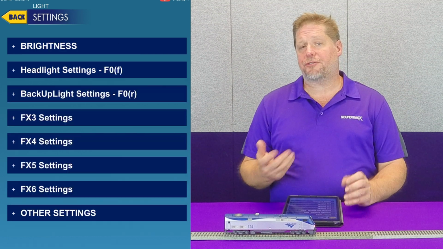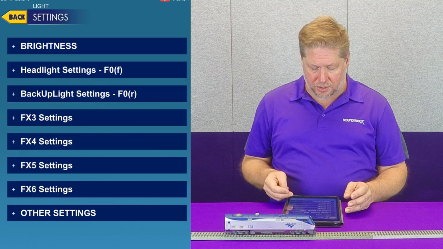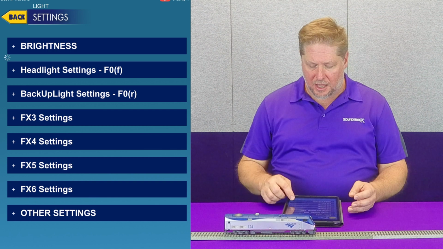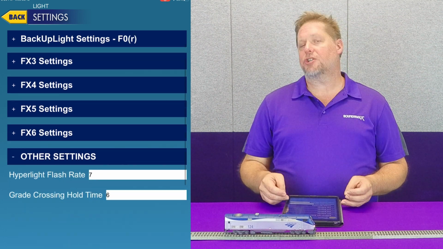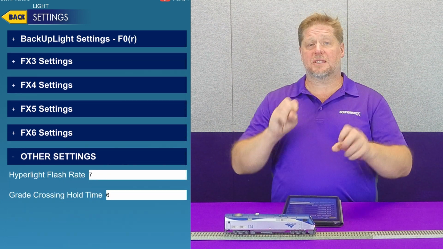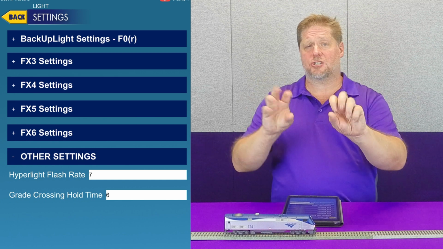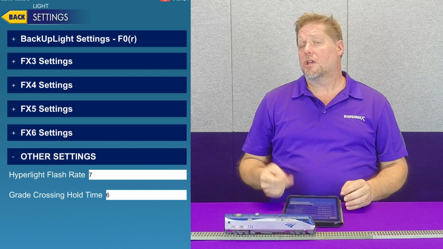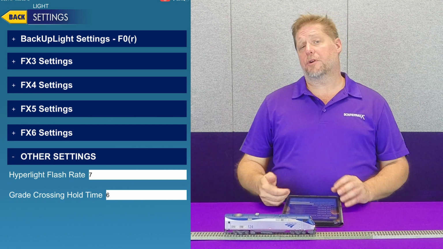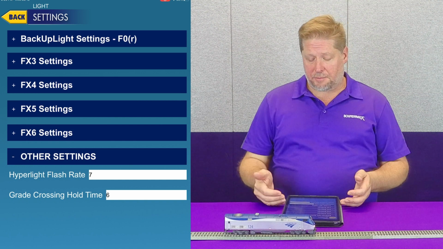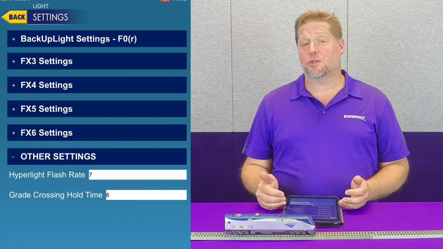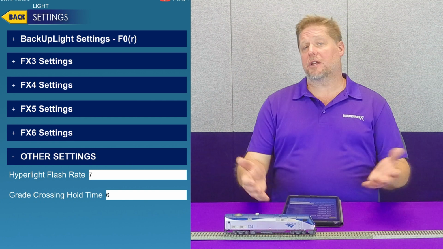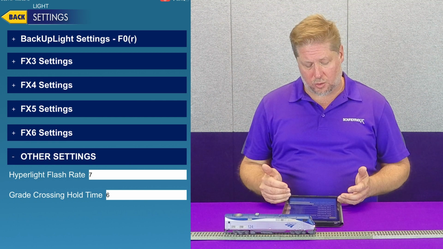Now, there's a couple of other factors to go along with grade crossing. Towards the bottom here, you'll see other settings. And we click on this, and this has to do with our flash rate. And this determines, in this case, how fast the flashes between the two ditch lights go. You can adjust it. Lower numbers equal a faster flash rate. Personally, on this locomotive, I like a value of 7. Your perception may vary, and so therefore you can change that to whatever you want.